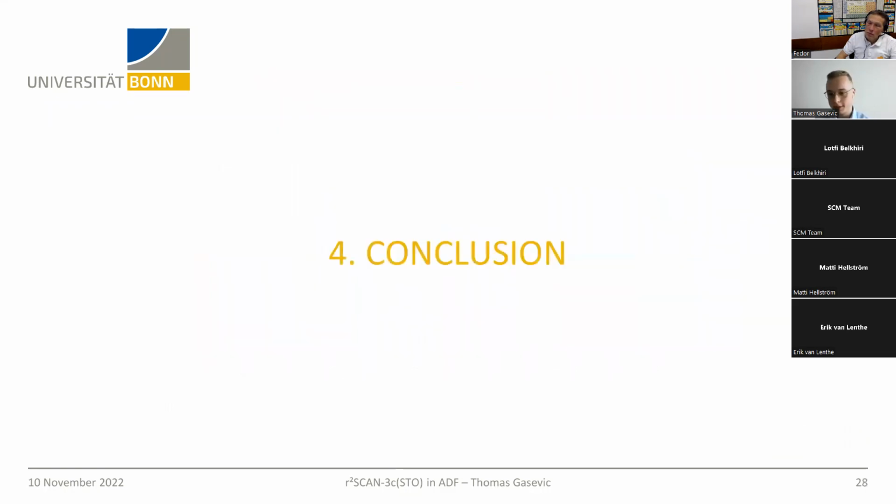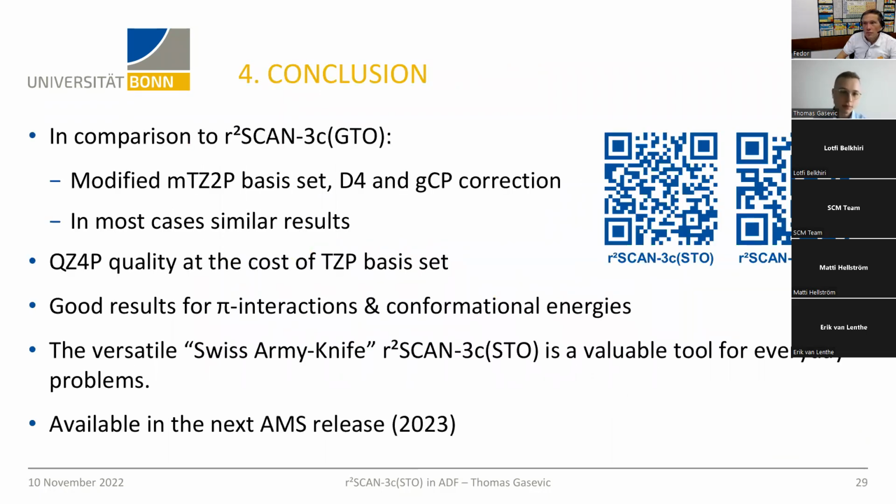Right, so that's basically it for the information part, I guess. So I'm giving you a conclusion. In comparison to the original GTO approach, there are now modified MTZ2P basis sets, and the D4 and GCP corrections have also been slightly modified. And in most cases, we get similar results. You basically get a QZ4P quality at the cost of a TZP basis set, and you get really good results for pi interactions and conformational energies, as you have seen.